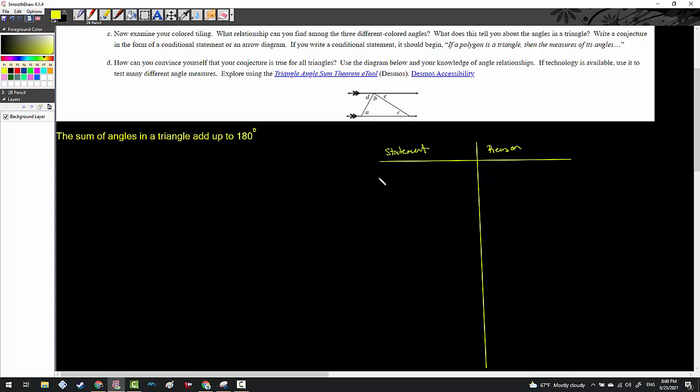From here I can begin by saying that angle D plus angle B plus angle E is equal to 180 degrees. How do I know? That's because this is a straight angle, which sums to 180 degrees. We know that to be true. Okay, so from here, what else do we know?